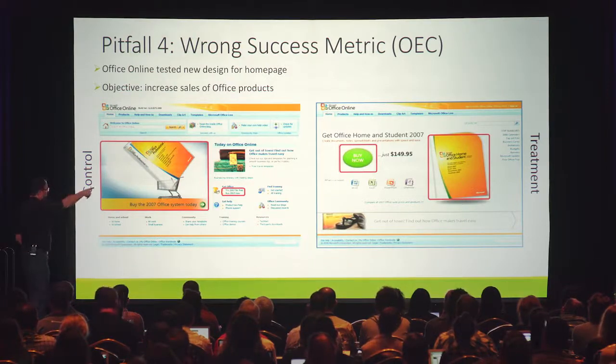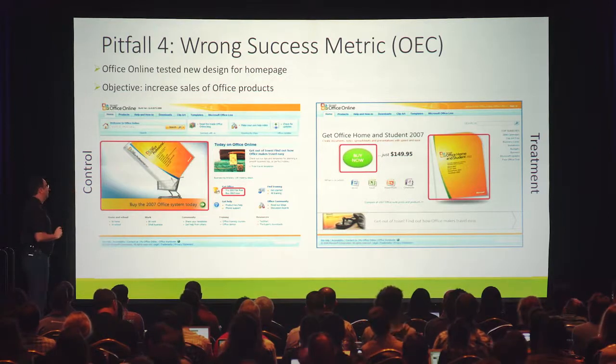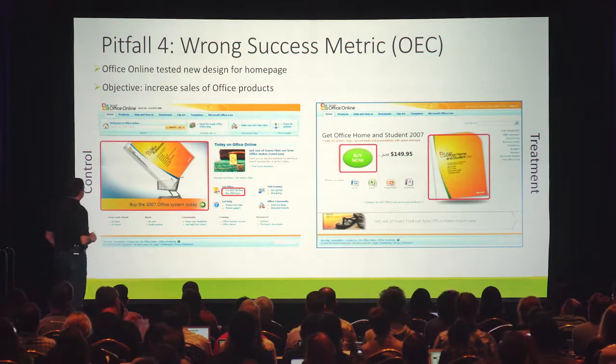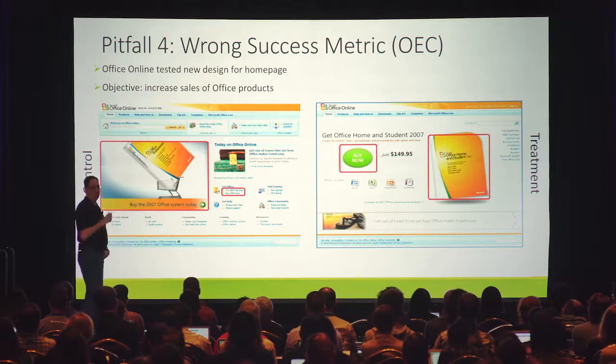So there's a control on the left. There's treatment on the right. In red, we highlighted the areas that lead to a purchase, or the purchase funnel. And the question is, which is better? You know, standard thing that they wanted to do. They had a control and a treatment.